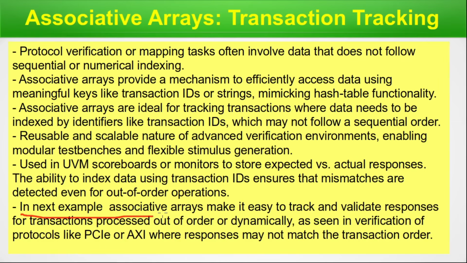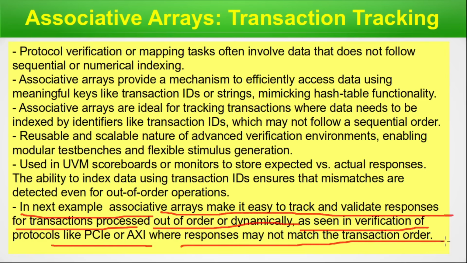In the next example, associative arrays make it easy to track and validate responses for transactions processed out of order or dynamically, as seen in verification protocols like PCIe or ASIC, where the responses may not match the transaction order. So here order is not important. However, one particular labeled block should have its value as per the expected one. So with that note, let's move on to the next slide.